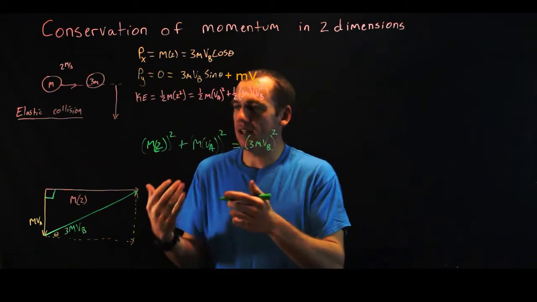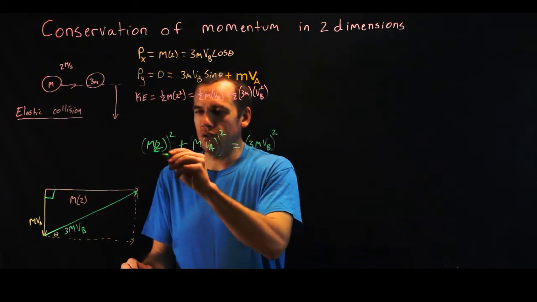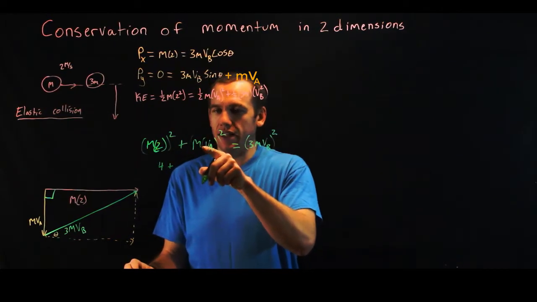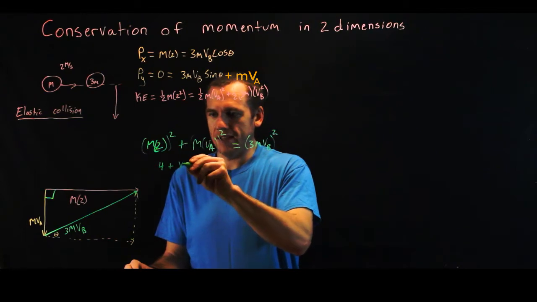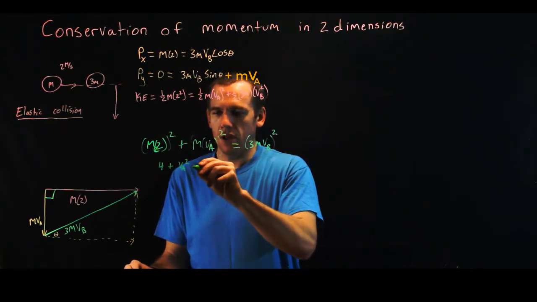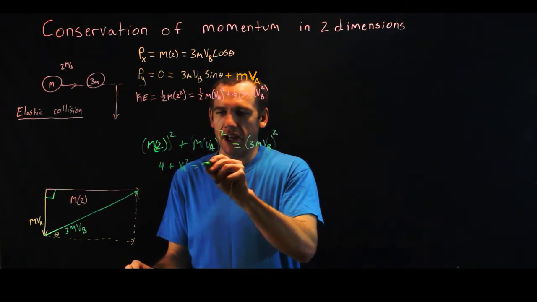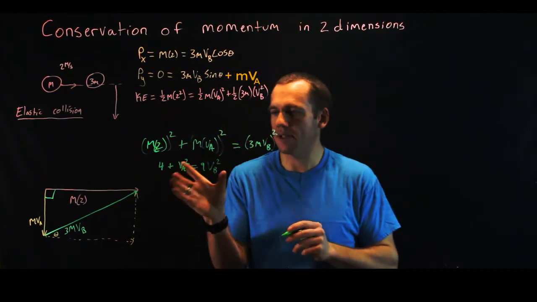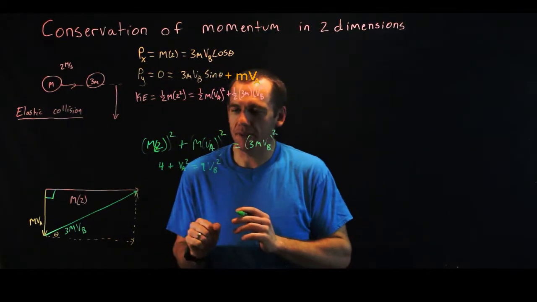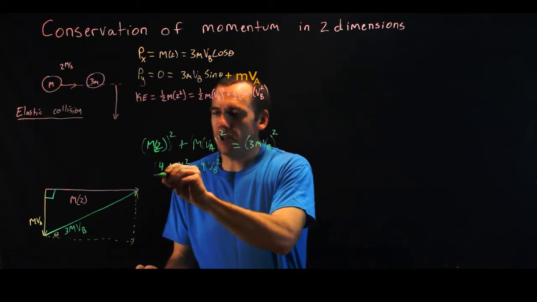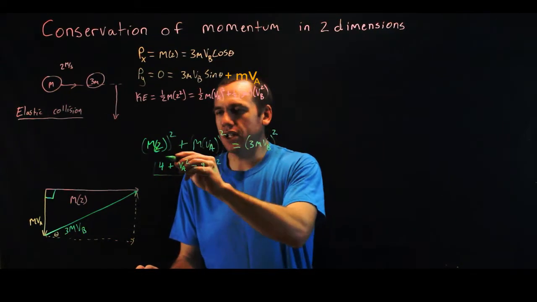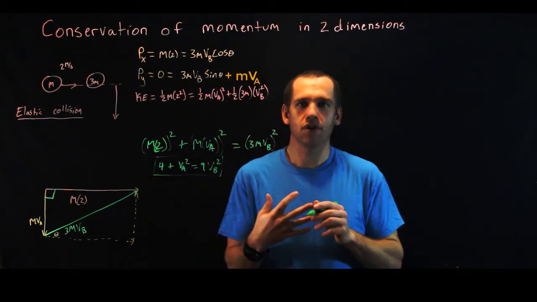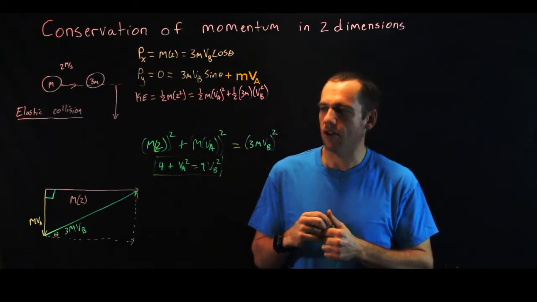Now, in every single one of those terms is an m. I'm going to divide it out. It doesn't matter. So this becomes 2 squared, which is 4, plus VA squared equals 3 squared, which is 9, VB squared. And like I said, I divided out the m's because I can. It makes the math easier. So this is one equation, but that one equation has 2 unknowns in it. And if I have 2 unknowns, that means I need another equation.